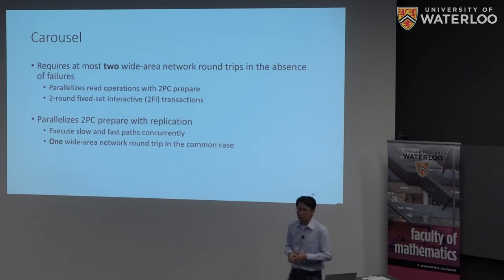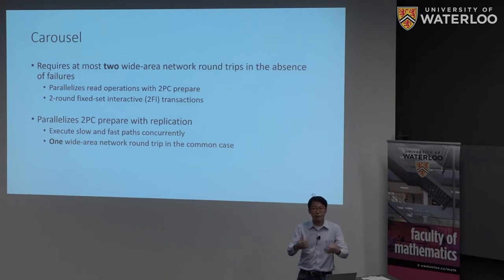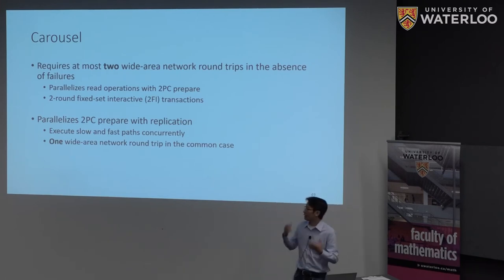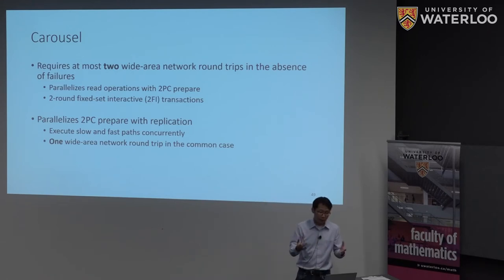And in addition to that fast path, we also execute a slow path concurrently, which is very different from other systems. Other systems also introduce a fast path, but they only execute the slow path if the fast path were to fail. In our case, we're able to execute both at the same time in order to reduce the worst case latency. And this optimization together with the first one allows us to commit some transactions in just one wide area network round trip.